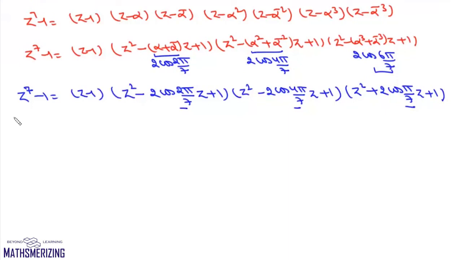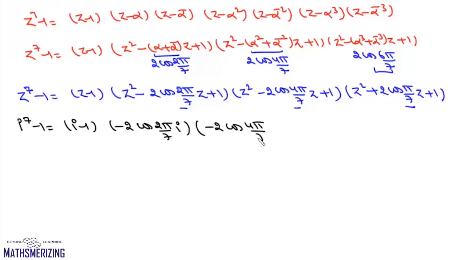Now what we'll do is put z as iota. So it will be iota to the power 7 minus 1, which is (iota minus 1), and then we'll have minus 2 cos 2 pi by 7 iota, minus 2 cos 4 pi by 7 iota, and then 2 cos pi by 7 iota. Now this minus and minus will be plus. Now iota to the power 7 is iota cube, which is minus iota.